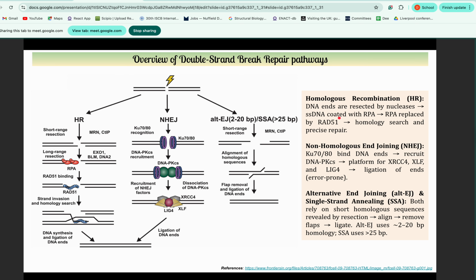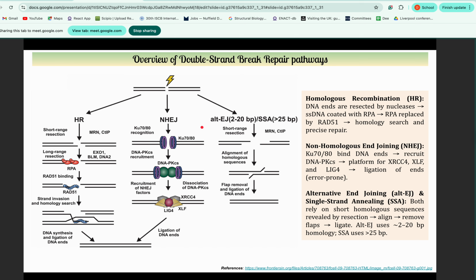Then this single stranded DNA is coated with another protein, RPA, which stabilizes the single stranded DNA while degradation is happening. Then there is the homology search, because in homologous recombination we need to find the sister chromatid which will act as a template, and then we can construct the new DNA fragment from it. Once the homology is found, the break is precisely repaired. Other enzymes and different cofactors are also involved. In this slide we won't go into the detail of each cofactor, but this is just an overview of how the process generally happens.